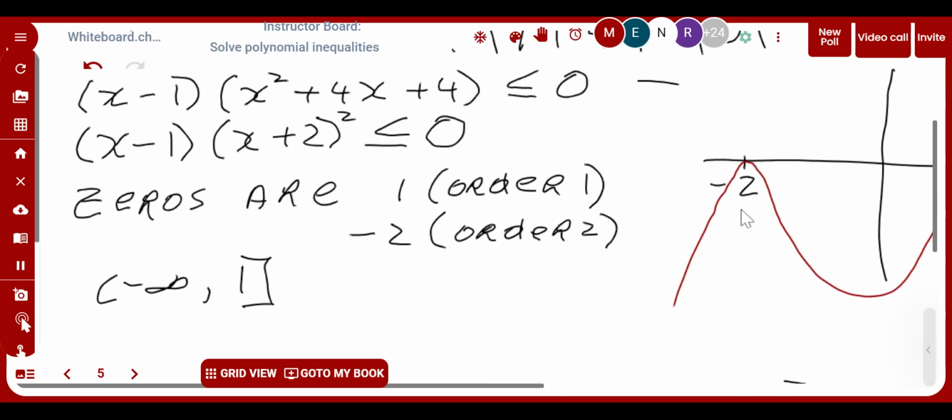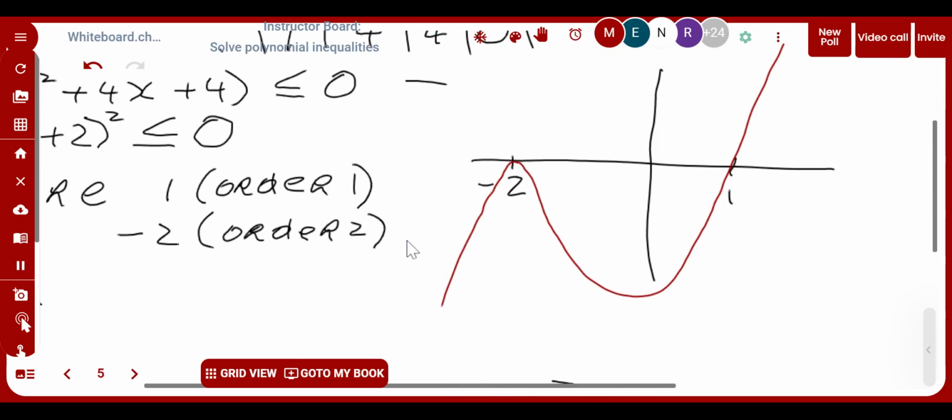On the graph, if you notice, once I start at minus infinity, I go all the way up to minus 2, but I can't include the minus 2, so I stop there. And I go from minus 2 all the way up to 1. Of course, after 1, the graph now goes above the x-axis, so there are no more parts to this answer, because everything after 1 is now greater than 0.